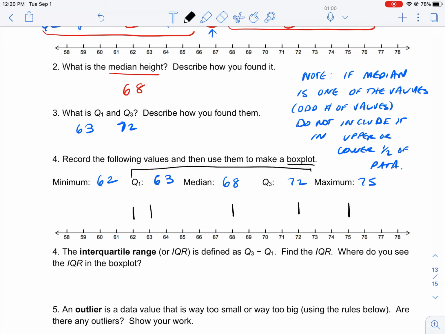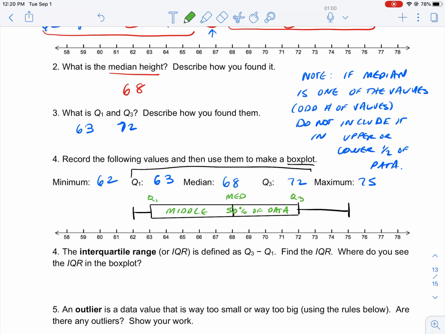Between Q1 and Q3, that's where my box goes. So there's my box. And my whiskers reach out to my maximum and my minimum until we have an outlier calculation. We're going to talk about that in just a second. So to review, here's my Q1, here's my median, here's my Q3. Now what that means is we would call this the middle 50% of the data.